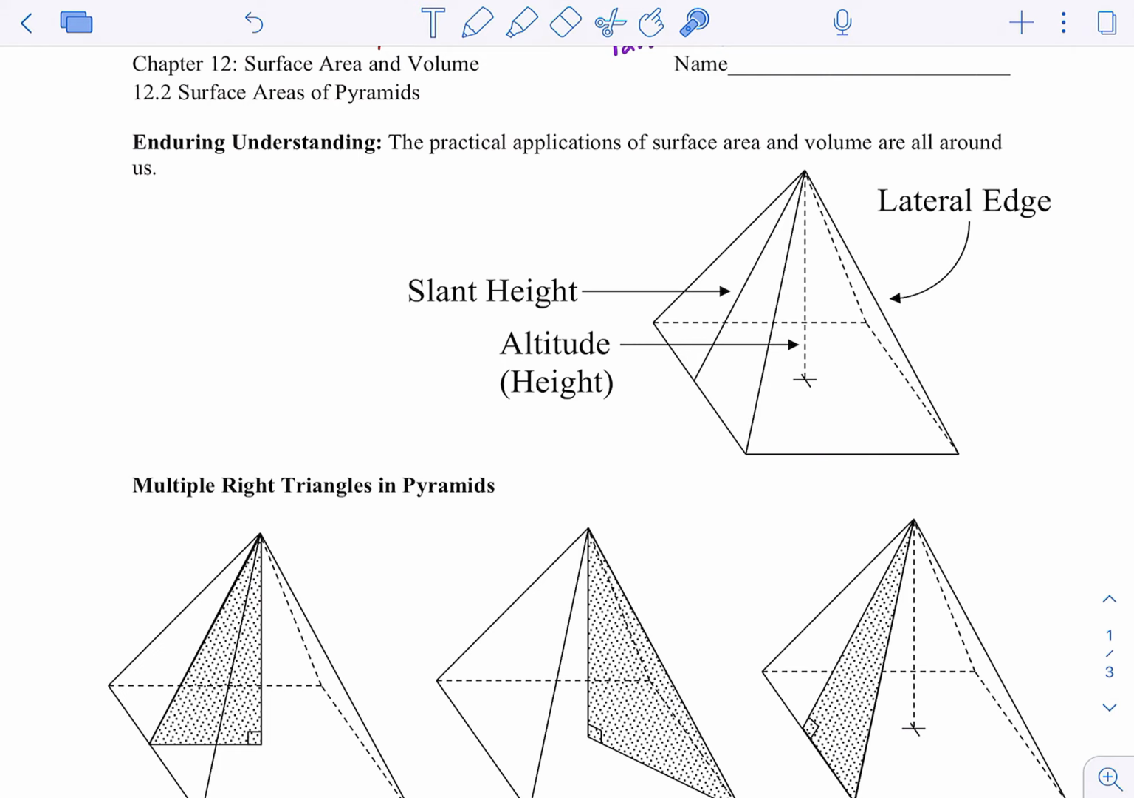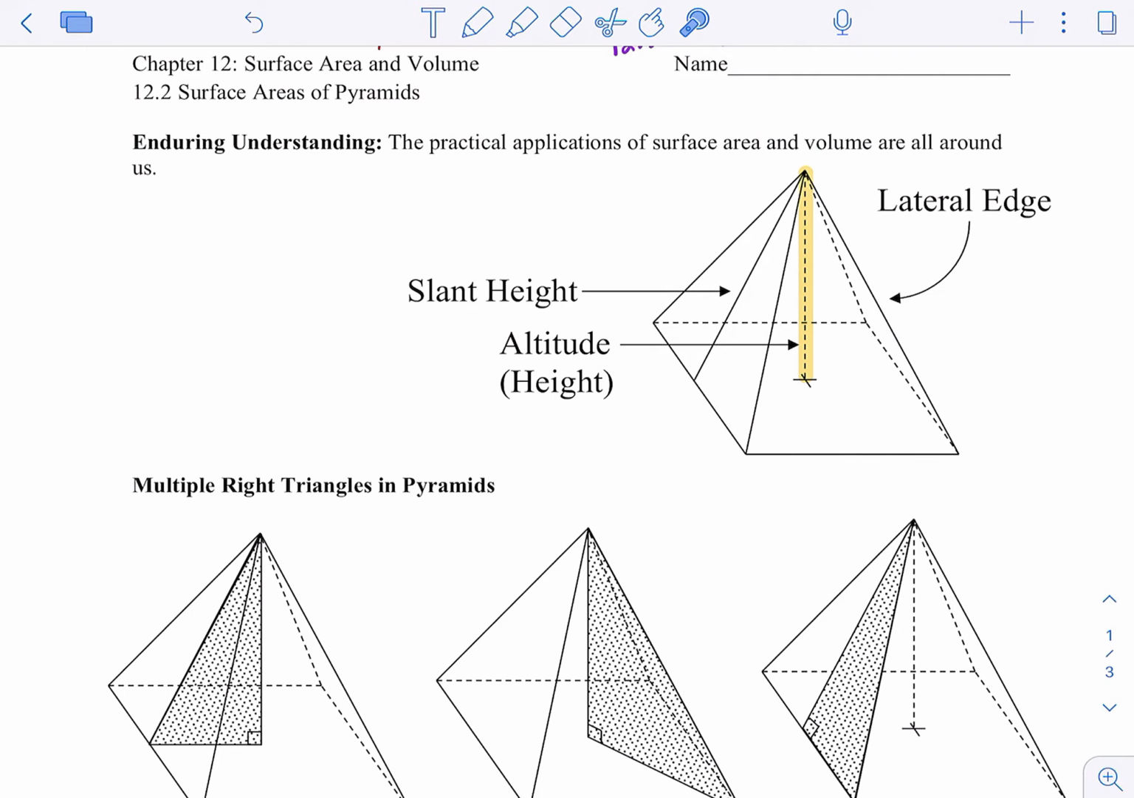So first off, the height, the altitude of a pyramid, is the segment from the vertex, the top point of the faces, all the way down to the very middle of the base. The base is whatever figure is on the bottom that it sits on. In this case, this is a square pyramid, but it could be a hexagonal pyramid, it could be a triangular pyramid, whatever shape the base is.